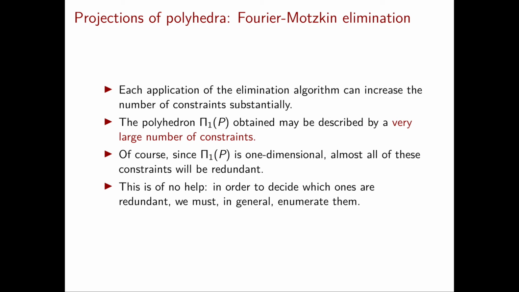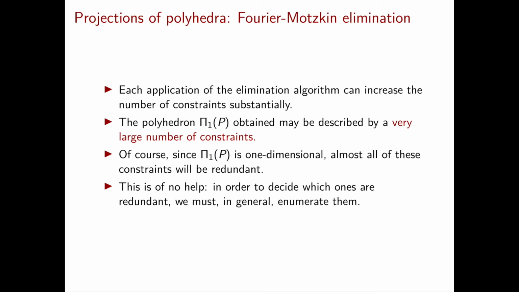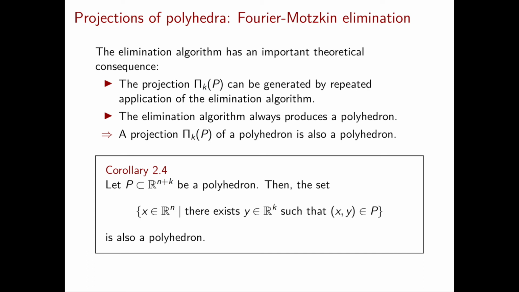Of course, almost all these constraints will be redundant because pi 1 of P is one-dimensional. Therefore, it is either empty, or it's a point, or a segment, or a half line. So you always need at most two linear inequalities to define it. But in general, to find these two linear inequalities, you need to look at all of them. So from an algorithmic point of view, the Fourier-Motzkin elimination is not so effective.